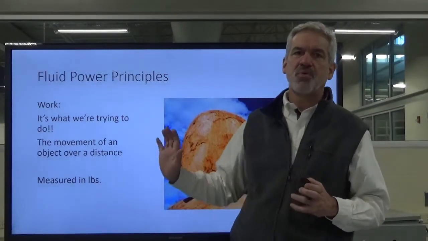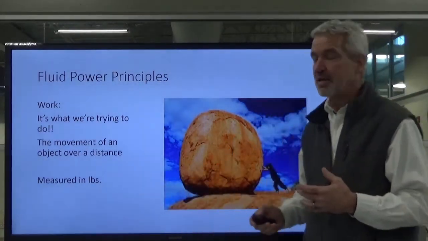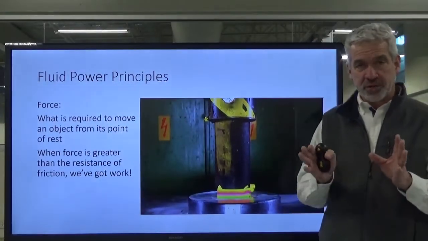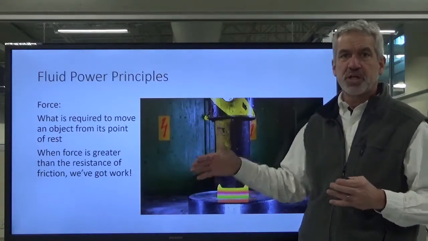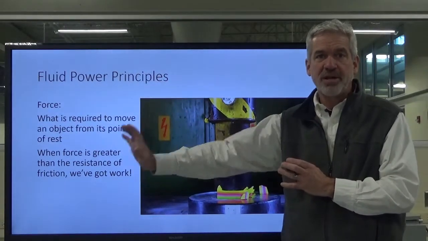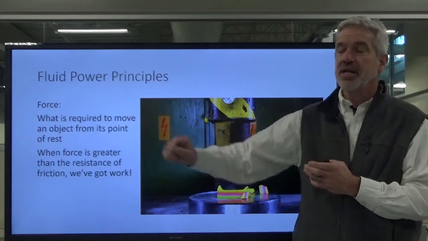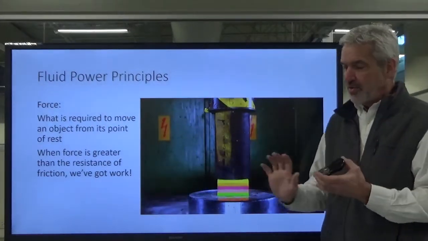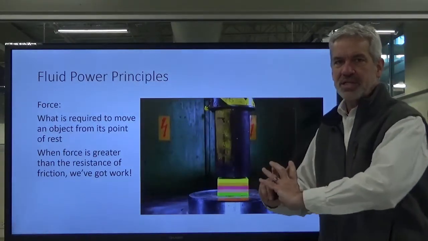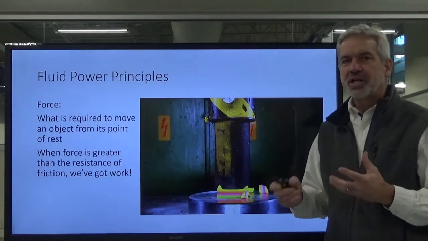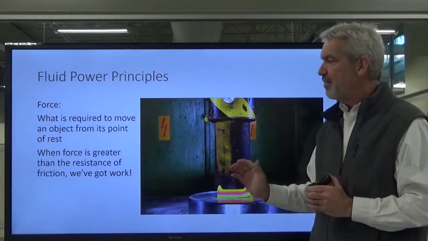So we're moving an object from point A to point B. That's the whole purpose of our fluid power system, okay? And like I said, we measure that in pounds. Now, force, another definition. Force is what's required to move that object from its point of rest to that other place, from point A to point B. What's it going to take to get that arm out there and kick that box off that weighs 50 pounds? So when the force is greater than the 50-pound box, and add to that the resistance of the seals inside the piston, and the resistance of the fluid and the conductors and all the things we talked about prior, once we overcome that with enough force, then we get our work done.